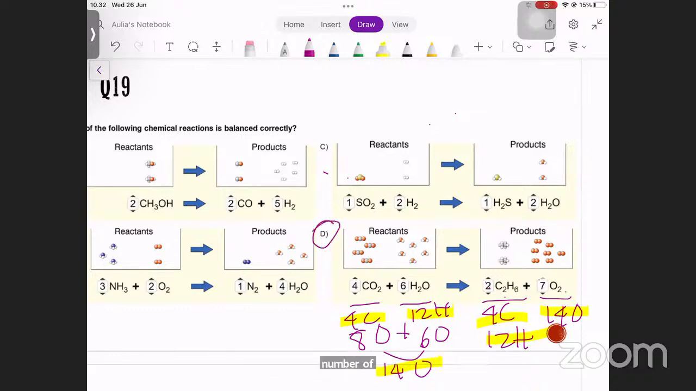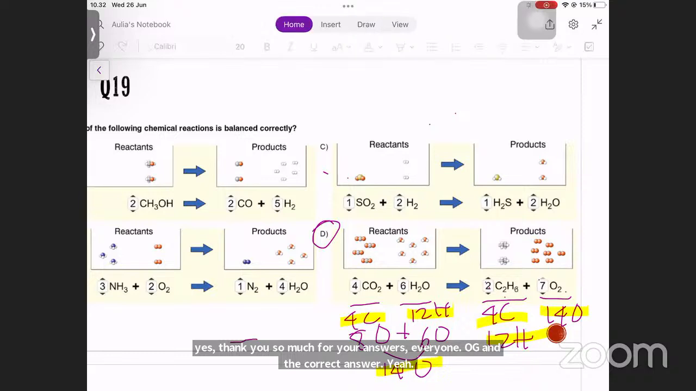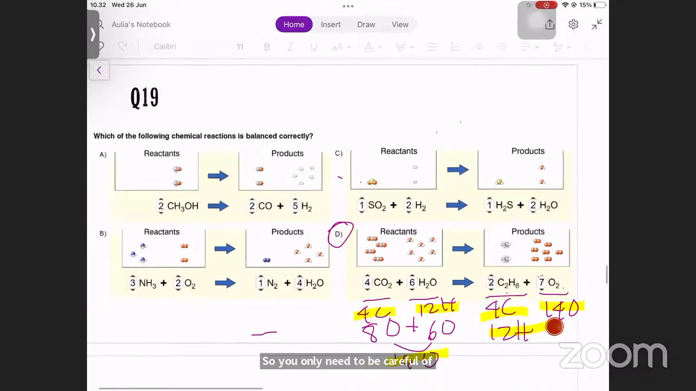So yes, thank you so much for your answers, everyone. Option D is the correct answer. So you only need to be careful in counting the atoms in this kind of questions.